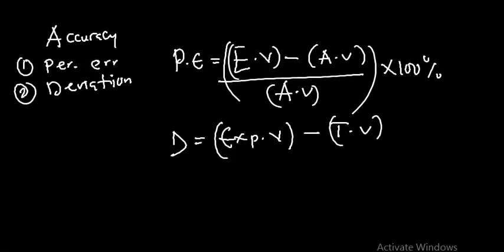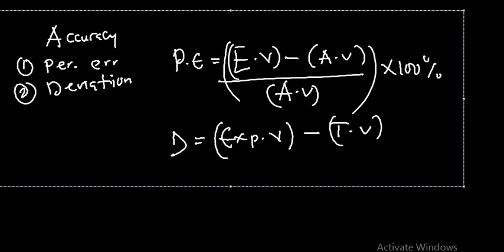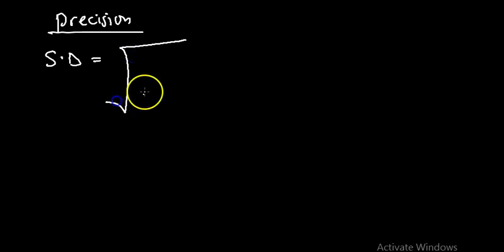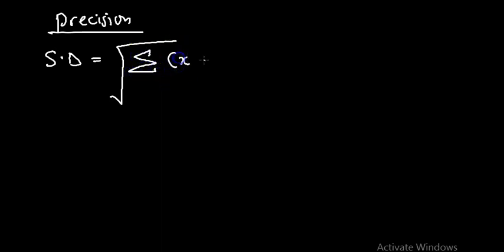We're done with accuracy. We're going to see how we can confirm the precision mathematically. We said we can do it using standard deviation. The standard deviation is given by the square root of the summation of (x minus x bar) to the power of 2, divided by n minus 1.